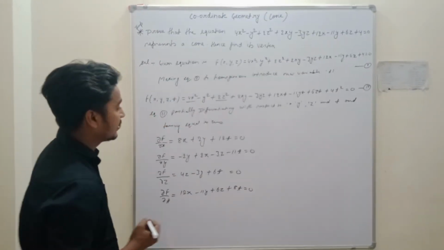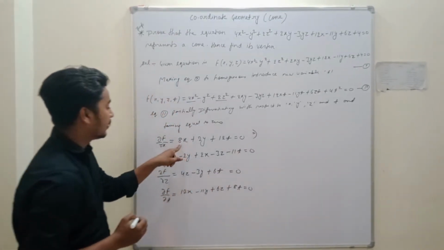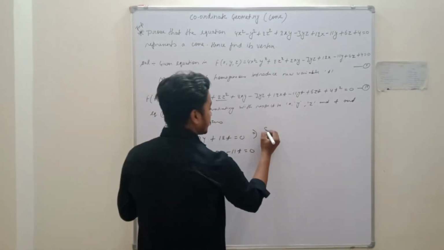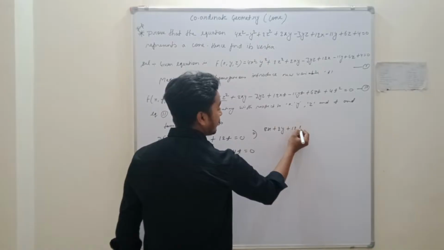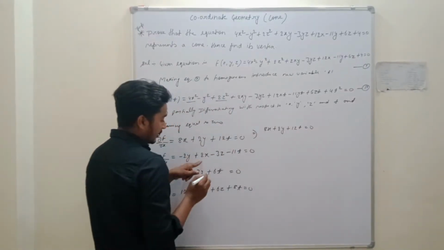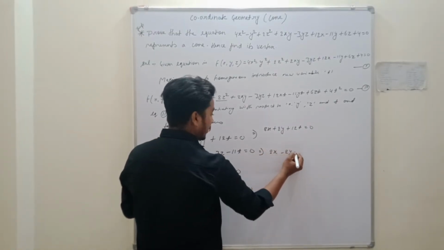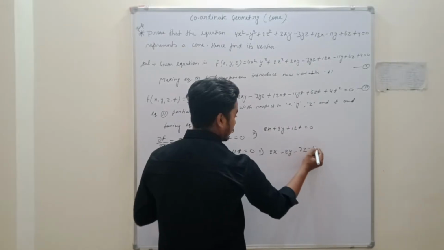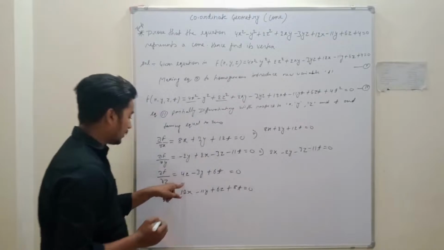Then we have to write here, this is written as 8x plus 2y plus 12t is equal to 0, and this is written as 2x minus 2y minus 3z minus 11t is equal to 0. Similarly, we have to write the third part.